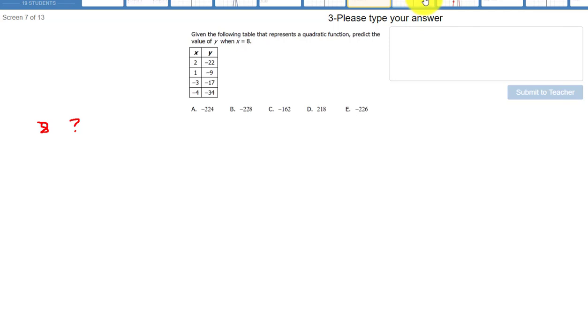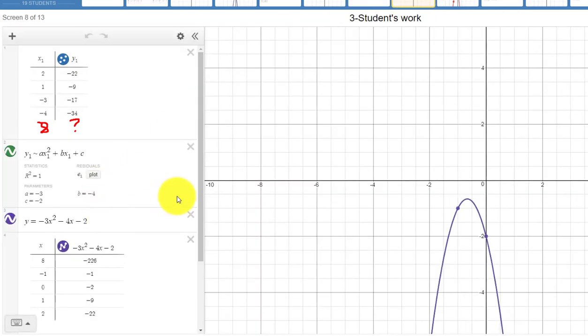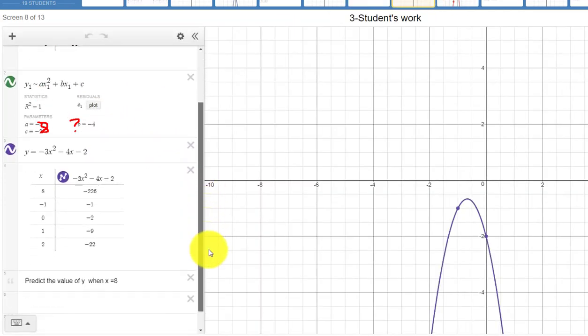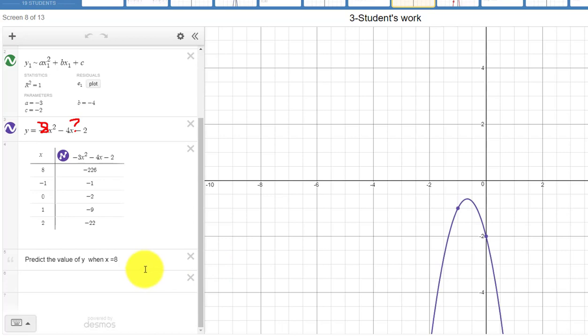Okay. Now, what if we have an additional question? Let's say we would like to find the value of x this time. Predict the value of x if y is equal to negative 4. If x is missing, there's no way that we can use this table.